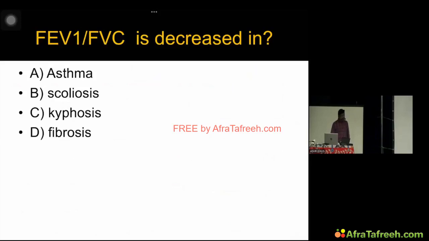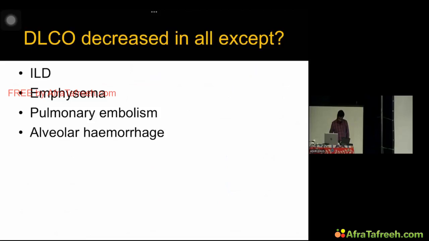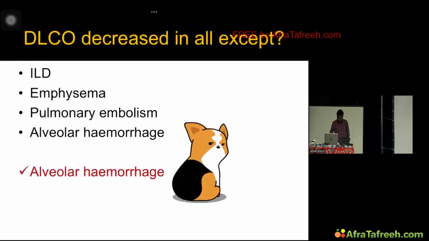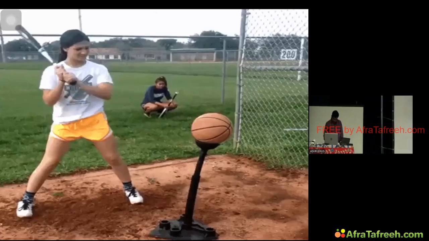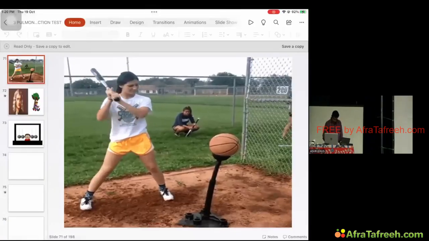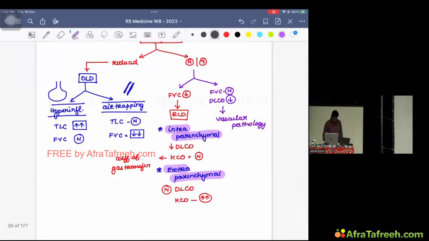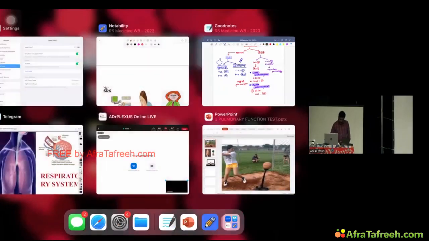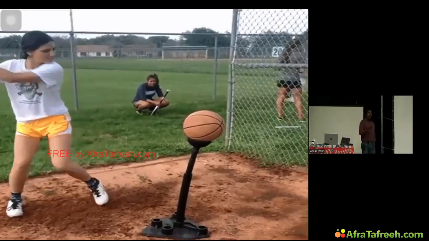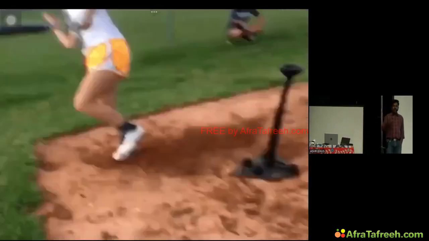FEV1 by FVC is decreased in asthma. DLCO is decreased in all except alveolar hemorrhage. Okay, alveolar hemorrhage. So with this, we are finishing our physiology part. Just for your recap of your physiology.